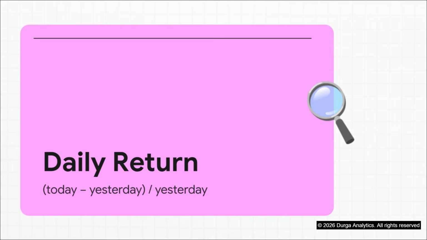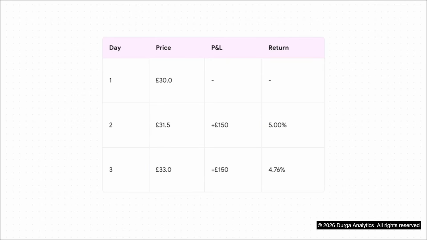Daily P&L, on the other hand, is the actual real-world money made or lost, your position multiplied by the absolute change in price. Let's walk through this manually, step by step. On day 1, our price is £30. No change yet, so no return and no P&L. Day 2, the price moves up to £31.50. Our return is 31.5 minus 30, which is 1.5, divided by our starting price of 30, giving us a nice 5% return. Our P&L is our 100 megawatt position times that £1.50 move, giving us a positive £150.